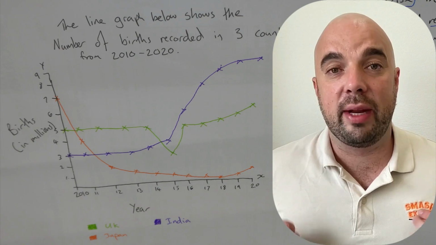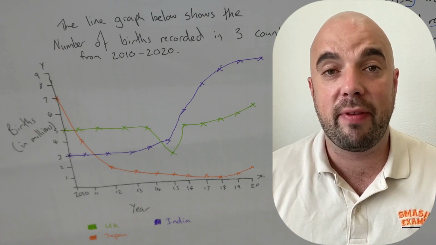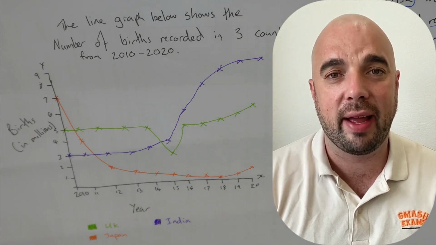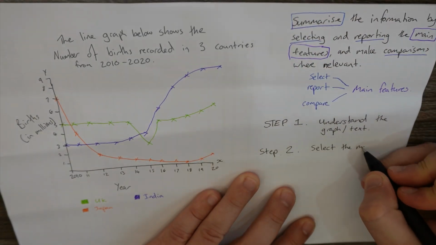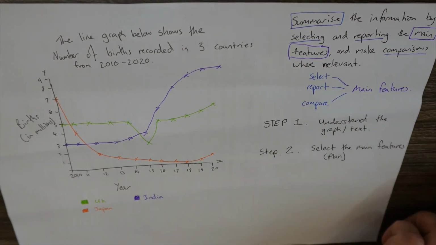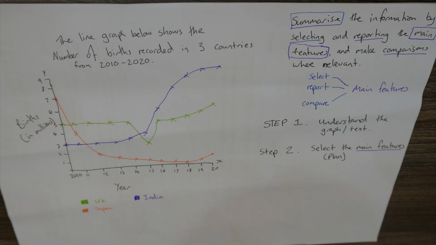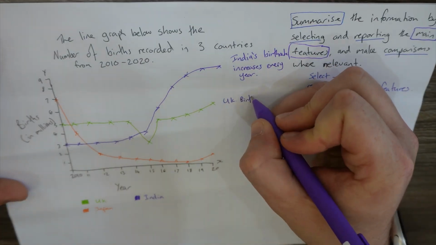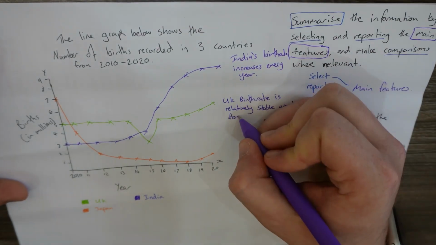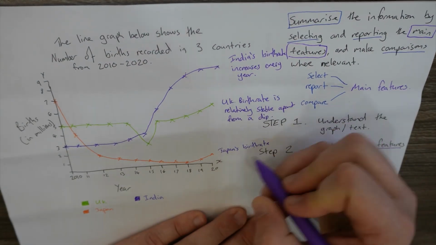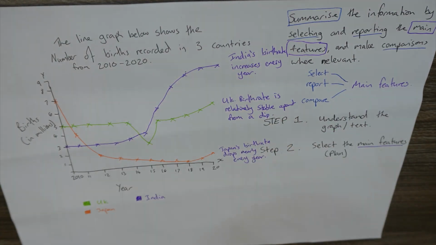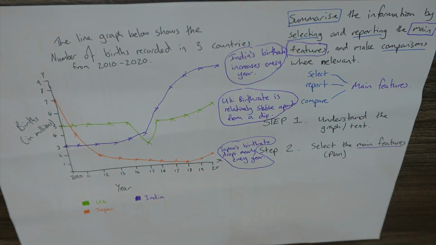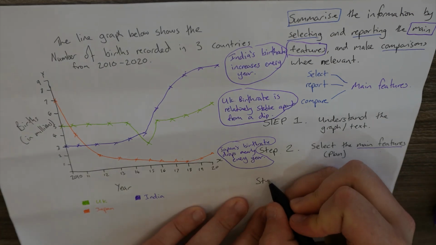The next thing we need to do is plan, and find the main features that we're going to talk about in our essay. So the first thing that we can see in these main features while we plan is, okay, let's have a look. We can see that in India, the birth rate increases every year. In the UK, the birth rate is relatively stable apart from a dip in 2015. And Japan's birth rate drops nearly every year apart from a little uptick at the end. But look, there we have our 3 main features. Okay, so now we have a plan.